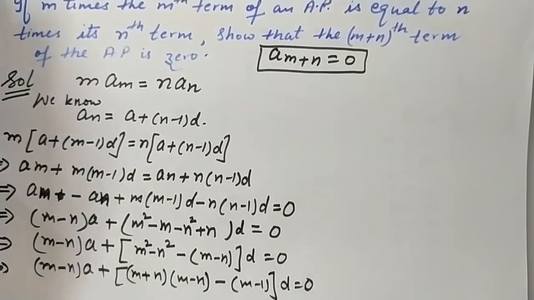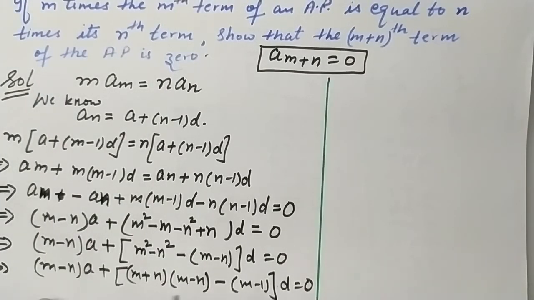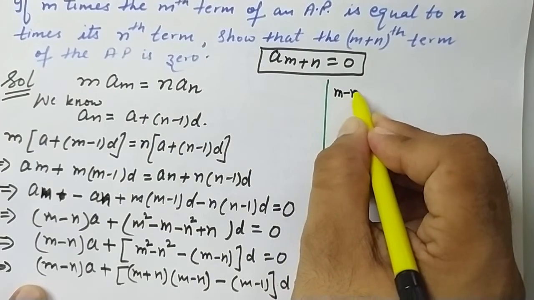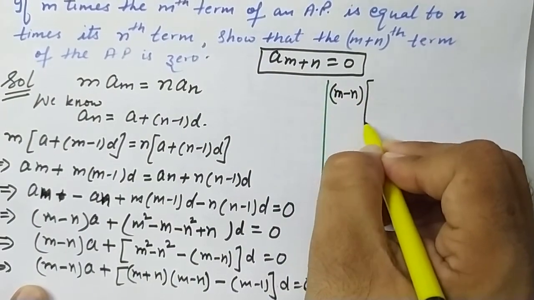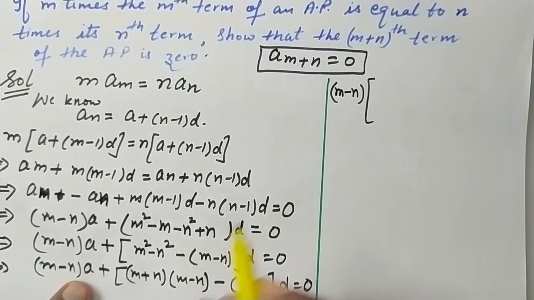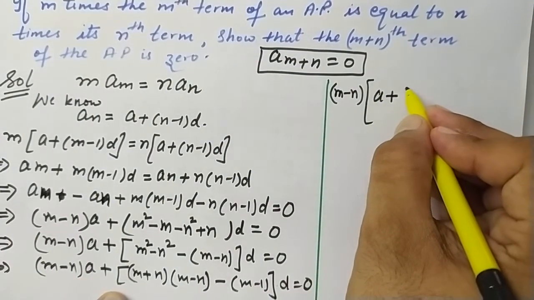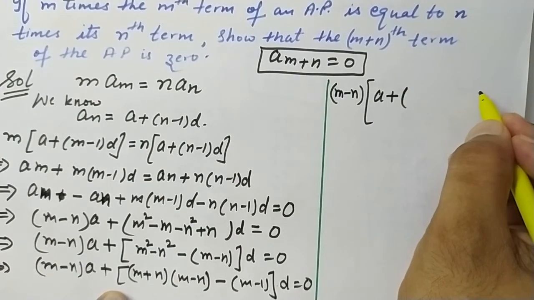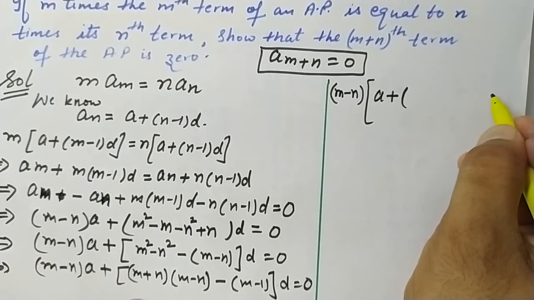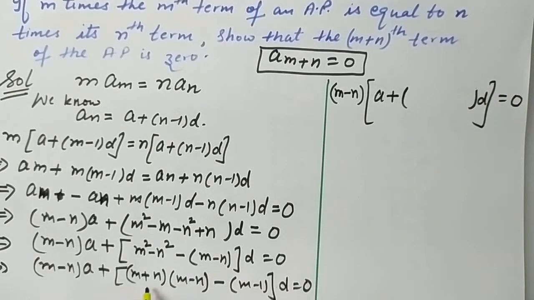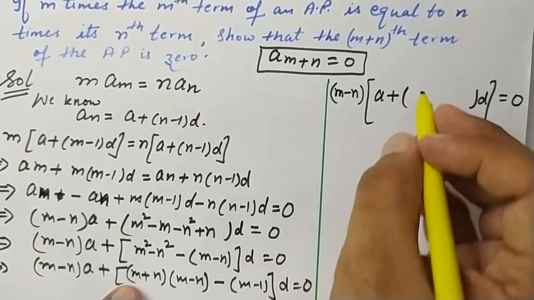So let's come to this side and see what is left. From all of this you can take m minus n common. What is left inside? From here it is left a only, plus d outside, and this bracket closes and equal to 0 will be there. So inside, what is left after taking m minus n common, this is left: m plus n.